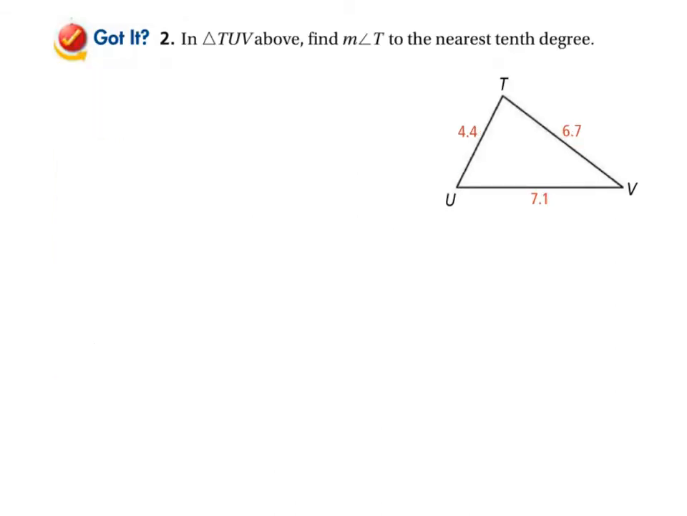Okay. So how do we set it up? Remember, if we're finding angle T right here, then this has to be by itself. It's going to be 7.1 squared equals 4.4 squared plus 6.7 squared minus 2 times 4.4 times 6.7 times the cosine of whatever angle is opposite that. And that's what we were finding, so that's why we're using that.